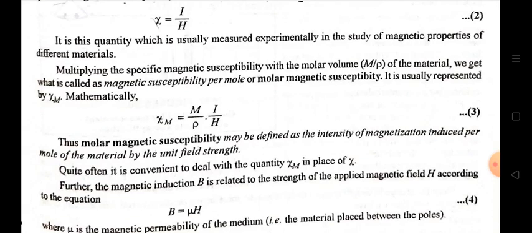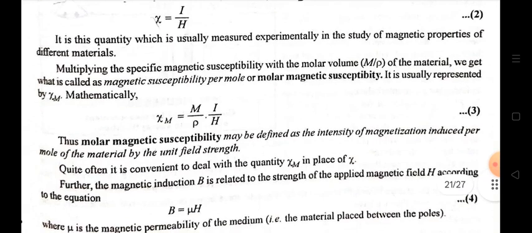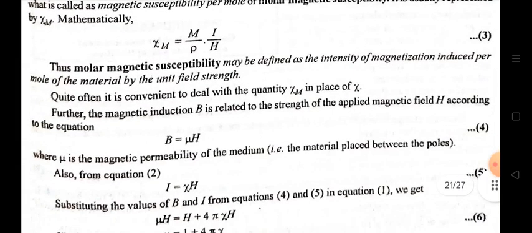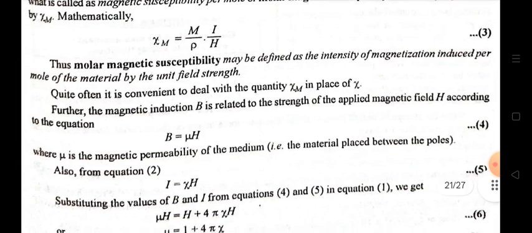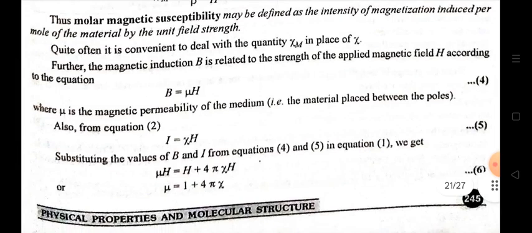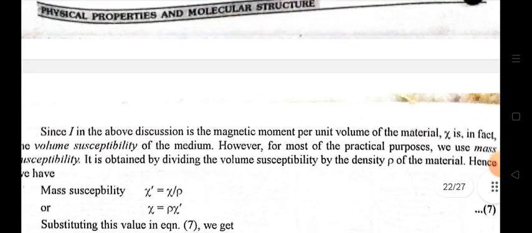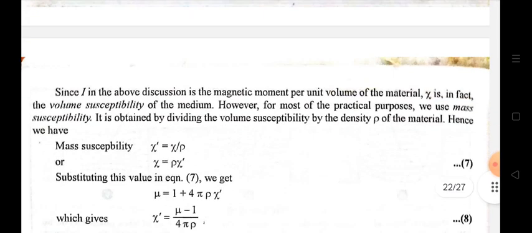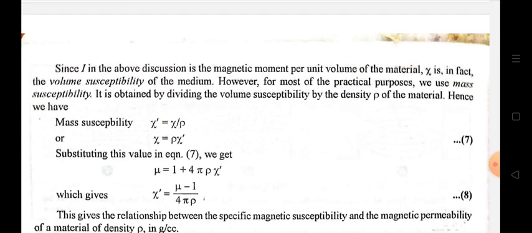Further, the magnetic induction B is related to the strength of the applied magnetic field H according to the equation B is equal to mu H, that is equation 4, where mu is the magnetic permeability of the medium or the material placed between the poles. Also from equation 2, I is equal to xi H, that is equation 5. Substituting the values of B and I from equations 4 and 5 in equation 1, we get mu H is equal to H plus 4 pi xi H, or mu is equal to 1 plus 4 pi xi, that is equation 6. Since I in the above discussion is the magnetic moment per unit volume of the material, xi is in fact the volume susceptibility of the medium.